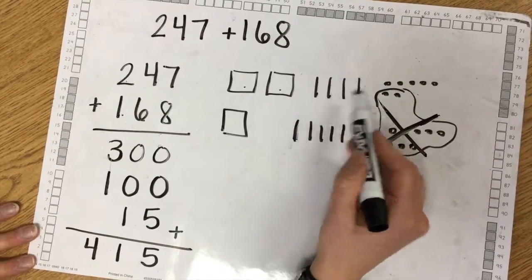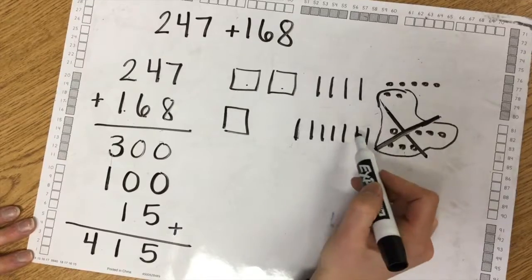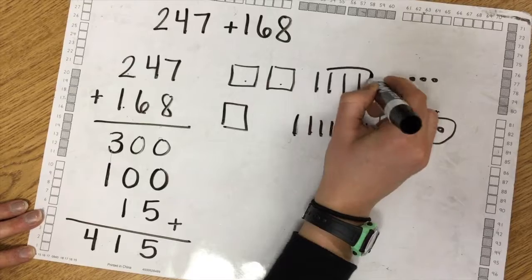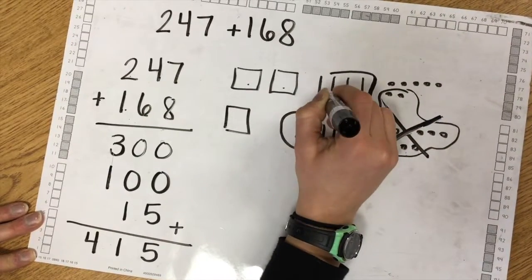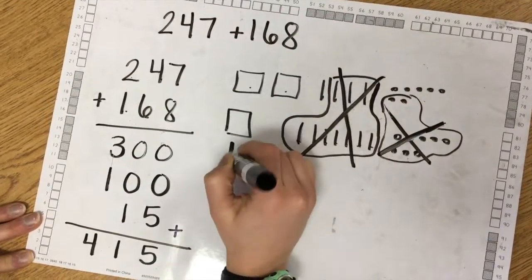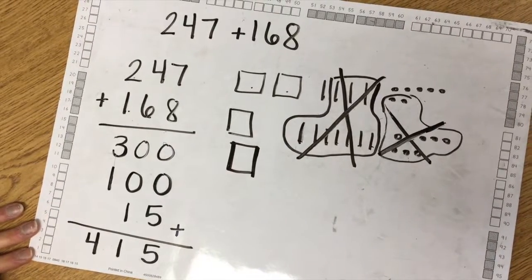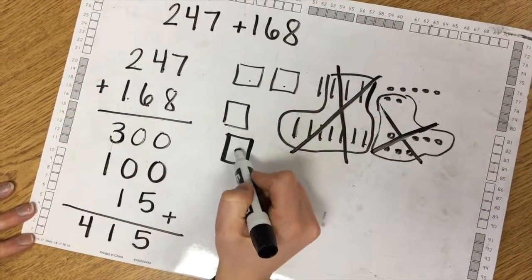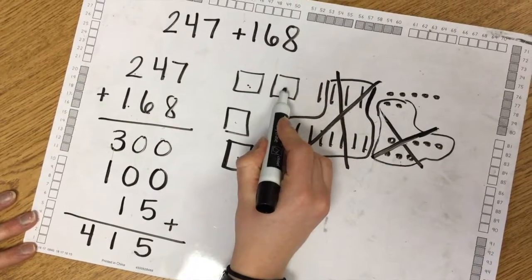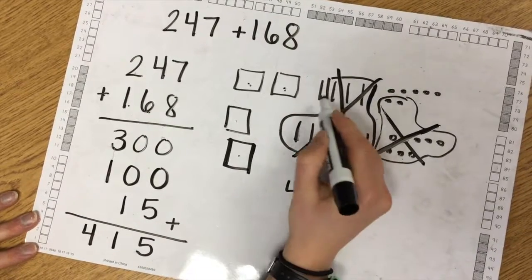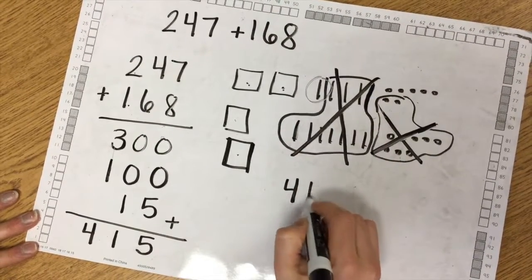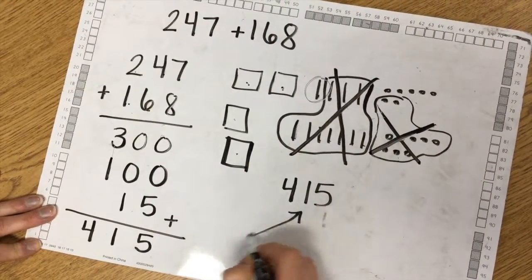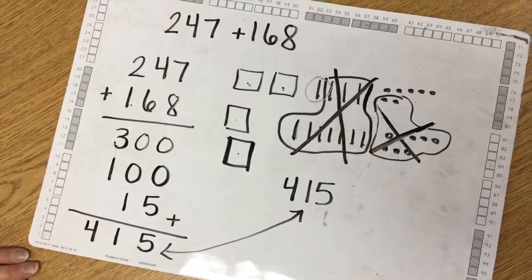Then we go to our tens. Can we make 10 sticks? 1, 2, 3, 4, 5, 6, 7, 8, 9, 10. We can, so we're going to circle that group, cross it off, and that's going to make a new 100 because 10 times 10 is 100. Now we need to see what we have left. So we have 100, 200, 300, 400. We have 10 remaining. And we have 1, 2, 3, 4, 5 ones. The answers that the students get should match up.